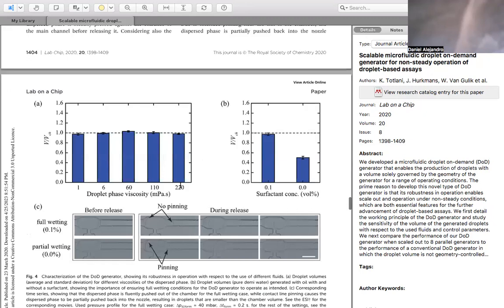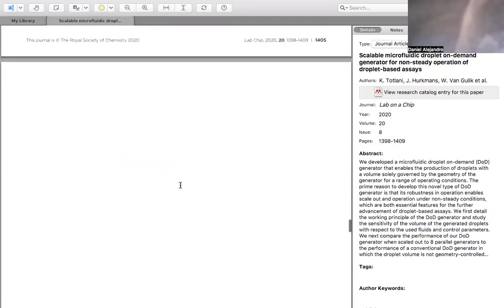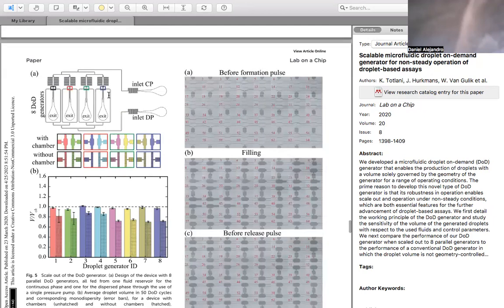Also, they tested this design with just one inlet and with two inlets, because on every side you need to have the inlet of the dispersed phase and the continuous phase. They use the T and the cross junction, and they have the exit.